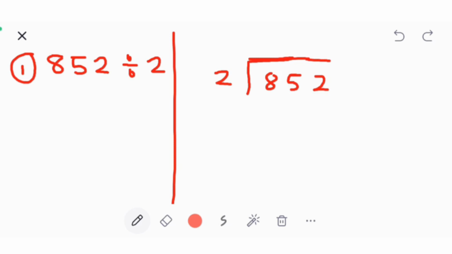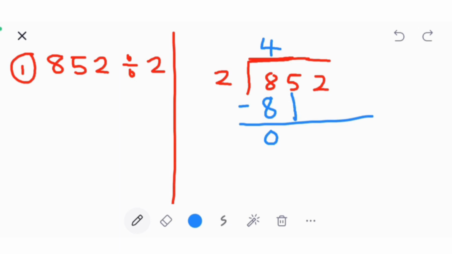Then you start with one digit, which is 8. Then you ask yourself, how many times can 2 go into 8? If you count your fingers, 2, 4, 6, 8. I counted 4 fingers, meaning 2 can go into 8 4 times, right? 4 at the top. Then you multiply 2 times 4, that gives 8. Then you subtract 8 minus 8, 0.